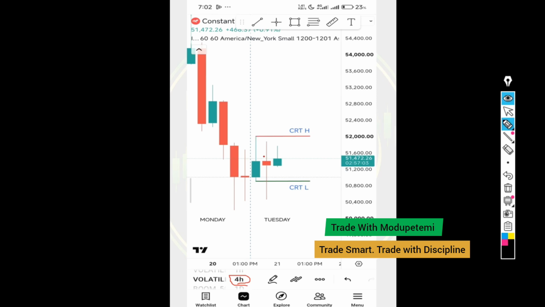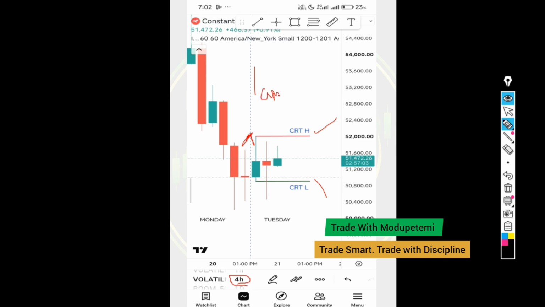This is my CRT in the sense that I did not just mark a random candle. This is the high of my CRT and this is the low of my CRT. Look at what happened. This is my CRT candle and I actually want to trade the 1 a.m. CRT candle.